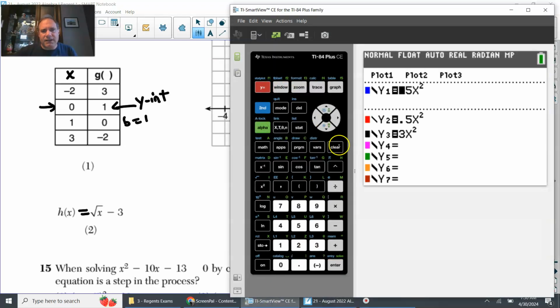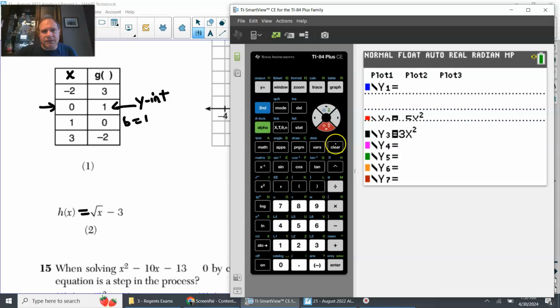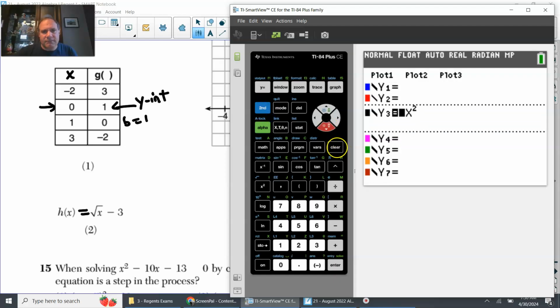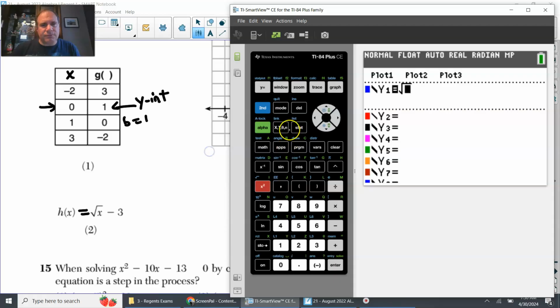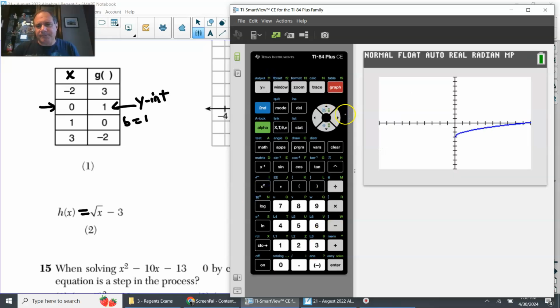So we're going to have y equals. We're going to clear out the last question that we did. And then we're going to put the square root of x. So square root, second function, x squared, square root, and then -3. Let's see where that takes us. Graph. There's the -3. So b equals -3.